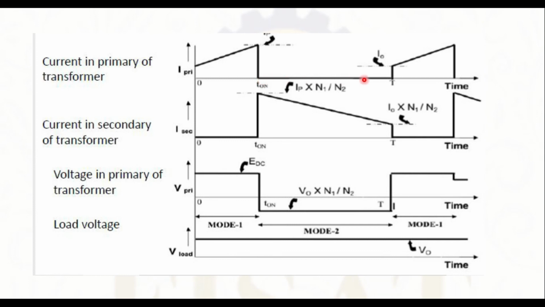And when mode 1 is over, that is, when switch S is open, the current through the primary is 0, and then the current in the secondary suddenly starts decreasing from a higher point. This is because the stored energy in the inductor or the secondary cannot change instantaneously, so it transfers as a decreasing current, which makes the load voltage constant throughout the operation.